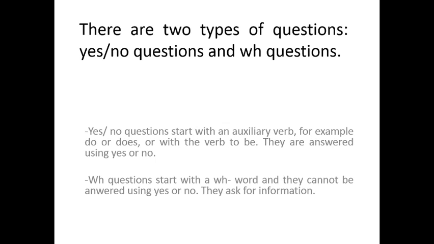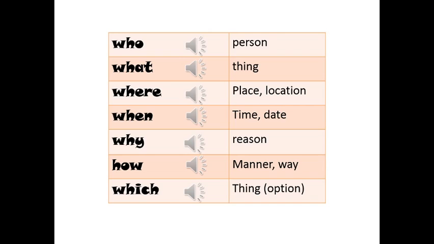And then we have WH questions, that are the ones that start with a WH word and they cannot be answered using yes or no, so they are open questions. For example, where do you live? I live in Corrientes. So those are the 2 types of questions. The WH questions start with a WH word, for example, who, what, where, when, why, how, or which. What could be accompanied by another word, for example, what color, what kind. And how often, how many, how much.